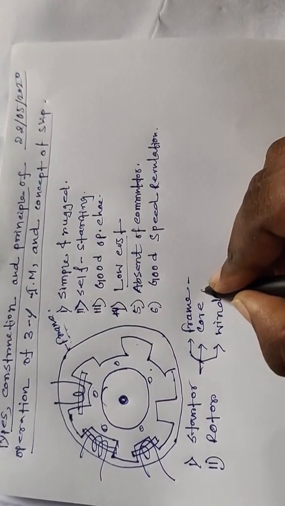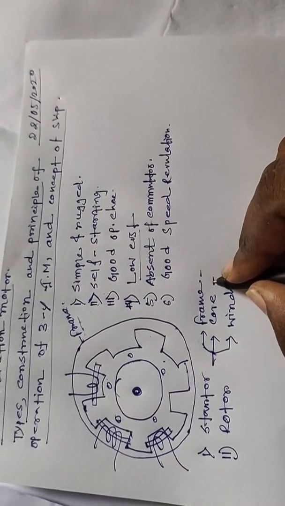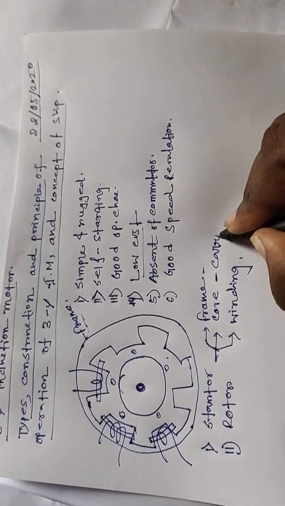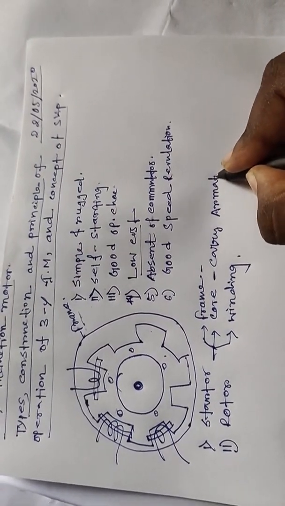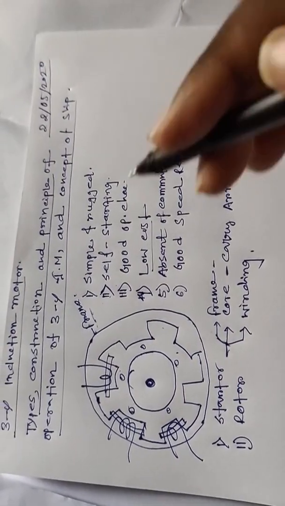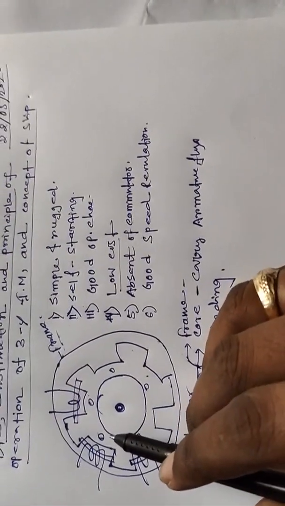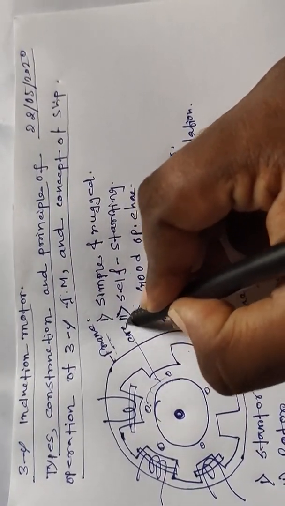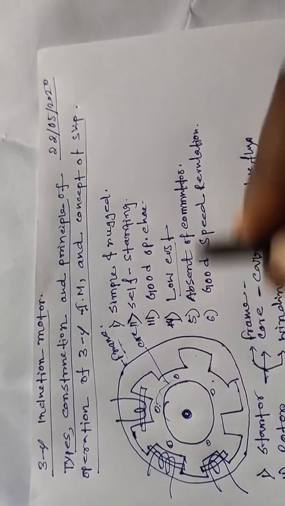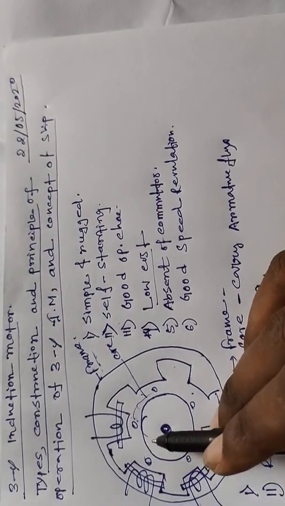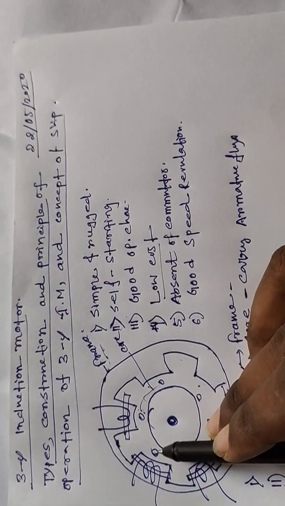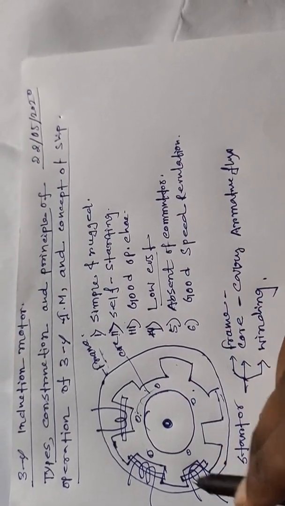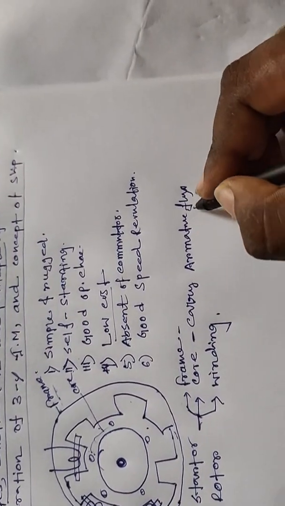Then I will discuss the core. This part is called the core. This core carries the armature flux. This is the armature winding, the rotating winding. This armature flux is carried by the core.